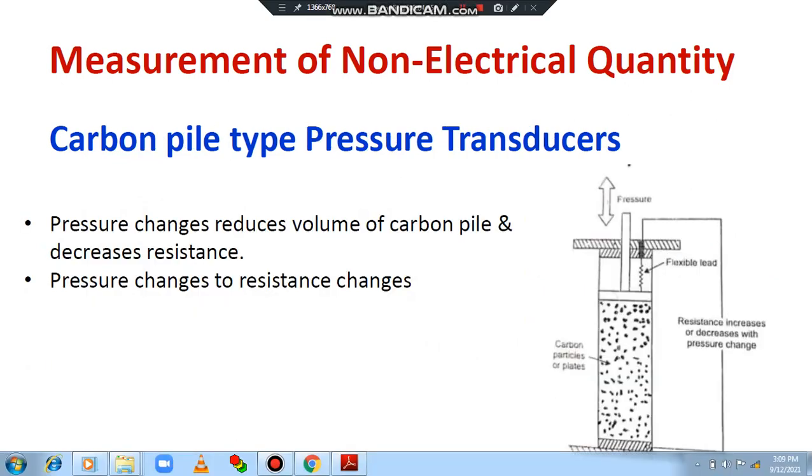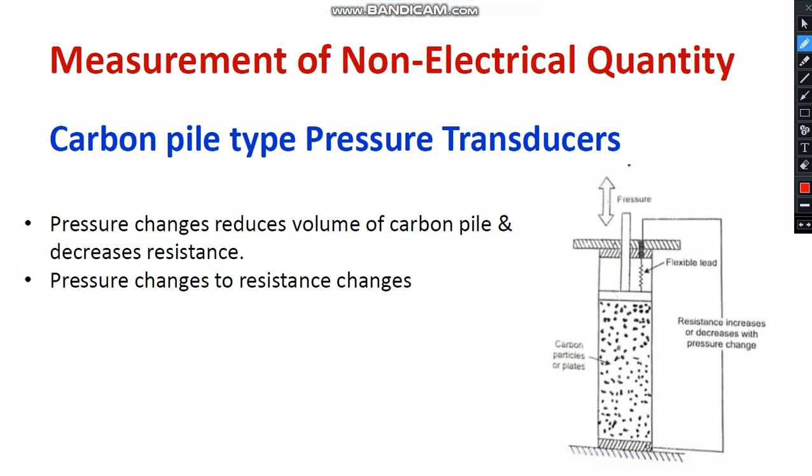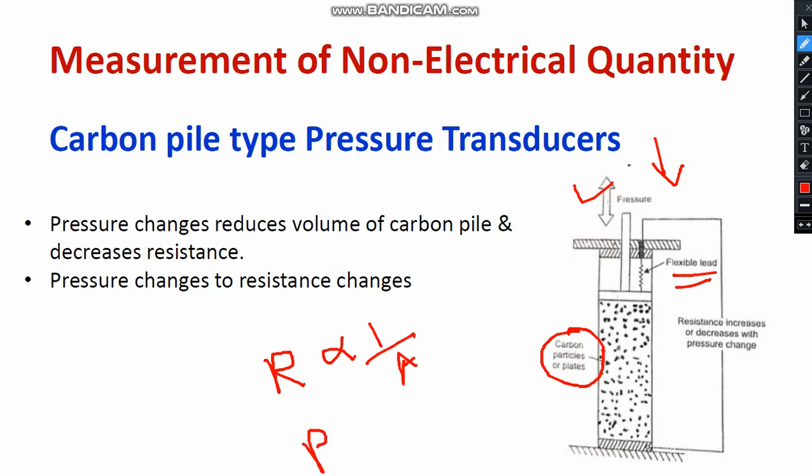Next I wanted to discuss the carbon pile type pressure transducer. Here you can see we are applying the pressure. There is a flexible lead wire. Then here you can see the carbon particles or carbon plates that will influence the resistance. With respect to the pressure, what is going to happen? The area may get reduced. You know that resistance is inversely proportional to area, and the length of the flexible lead may get changed. So you know resistance is directly proportional to length.